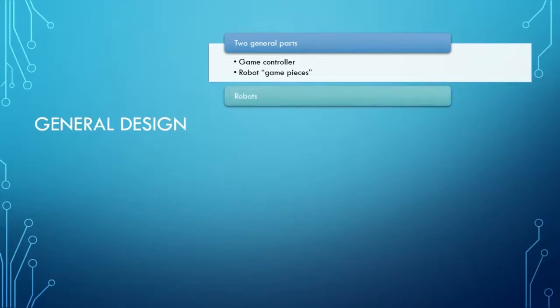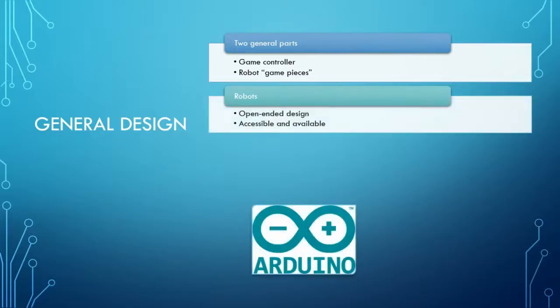So for the robots, when we were talking about this, I was sort of mapping this out. Our first thought was, well, we want it to be an open-ended design so that we could have a lot of flexibility with it. And we want it to be accessible and available. And the obvious choice at that time when we started this project around 2015 was to go with the Arduino platform, where Arduino was a very popular platform, a lot of good community support, and it seemed like it was easy enough to get into.